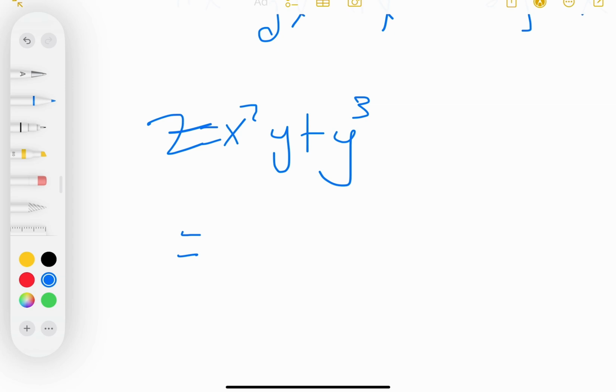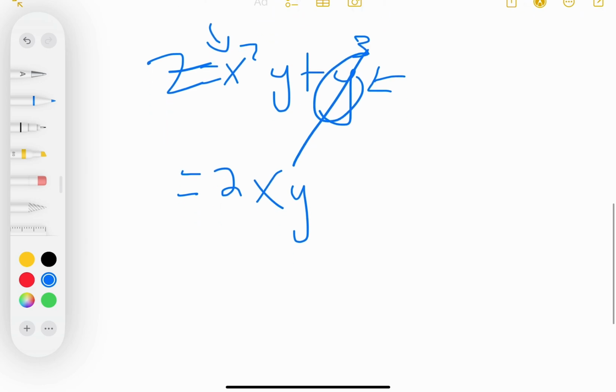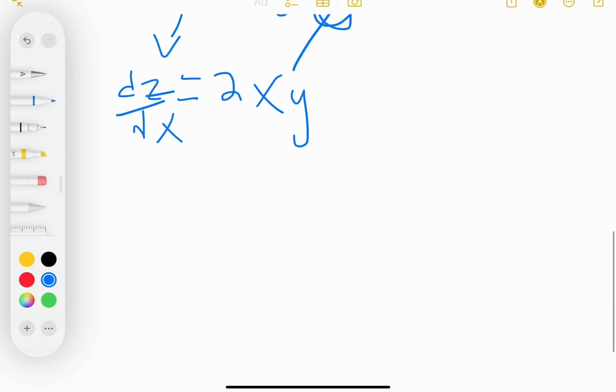When we're doing this, we want to just focus on one part. So right now I'm just going to focus on x. Anywhere you see x, take the derivative of it. So this is going to be 2x, and then we have a y by itself, so we just leave it. So now we have dz/dx, the derivative of z for the first part. Now we want to do it for y.